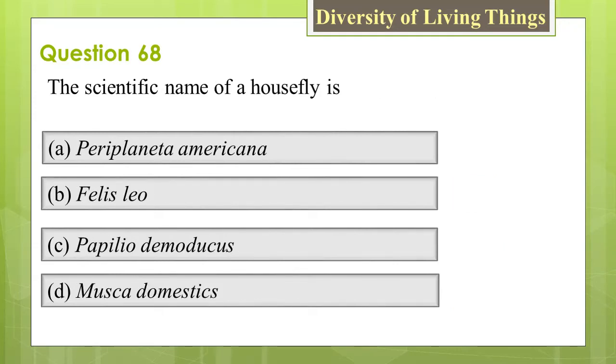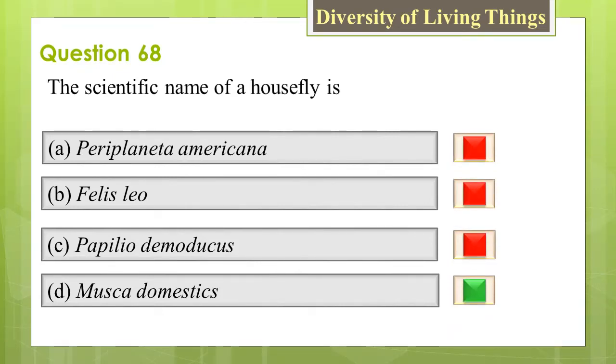Question 68. The scientific name of a housefly is A, Periplaneta americana, B, Felis leo, C, Papilio demoleus, D, Musca domestica. Which of the following is the best alternative? The best alternative is D, Musca domestica.